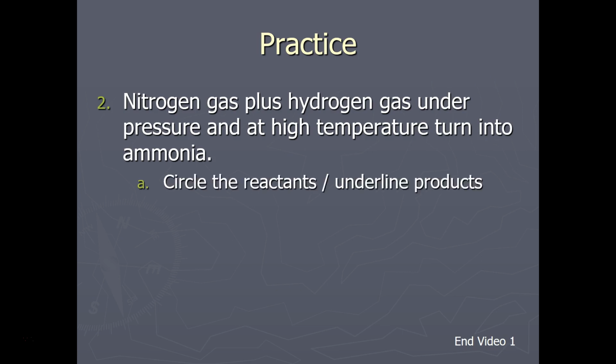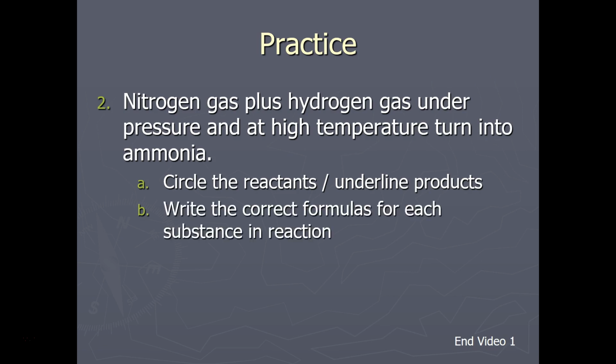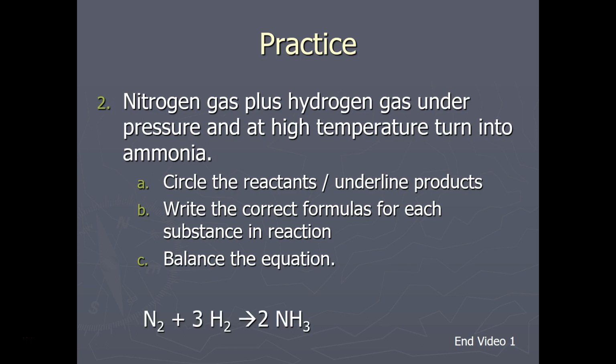So when you circled your reactants and underlined your products, you wrote the correct formulas for each substance in the reaction, and you balanced the chemical equations. If you haven't done those things yet, pause this video again and do it now. Your correct answer should have been N2, because nitrogen's a Brinkelhoff, plus 3H2, H2 because hydrogen is also a Brinkelhoff. Ammonia is NH3.